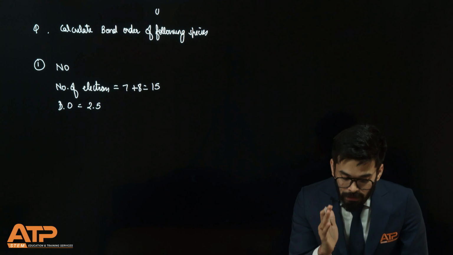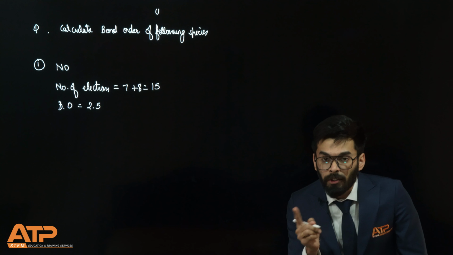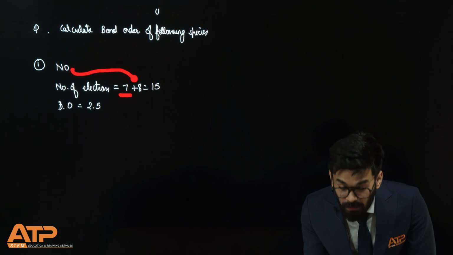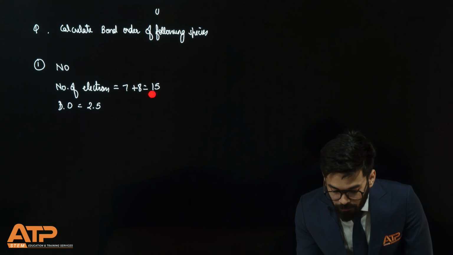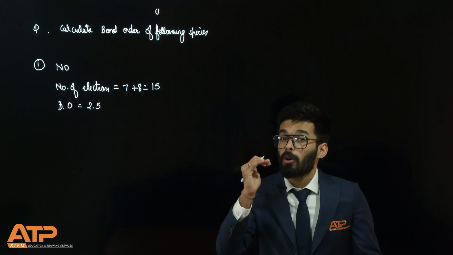Let's first of all calculate the bond order of NO. How many total electrons are there? Nitrogen has 7 electrons, oxygen has 8 electrons, so the total number of electrons is 15. When the total number of electrons is 14, then the bond order is 3.